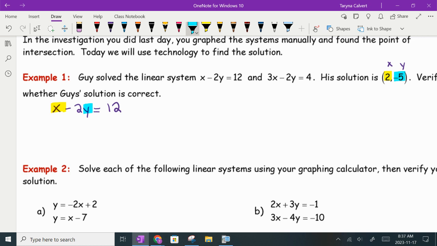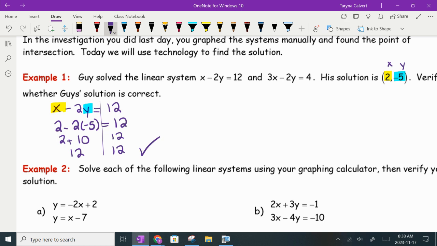That's verifying. So if we throw them in, you have 2 minus 2 times my y, which is -5, equals 12. We're not moving anything. We just have the left side and the right side. You could just type that into the calculator if you wanted to. A negative and a negative will change to a positive. So it is beautiful.